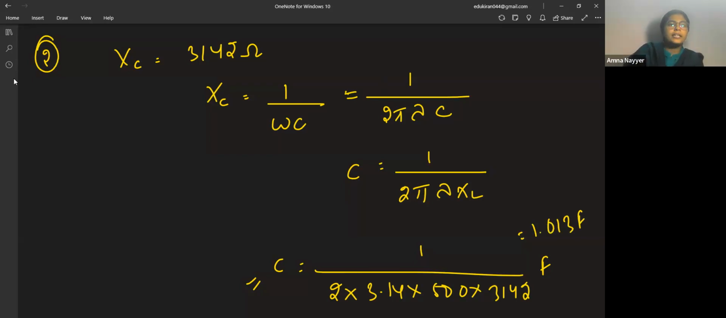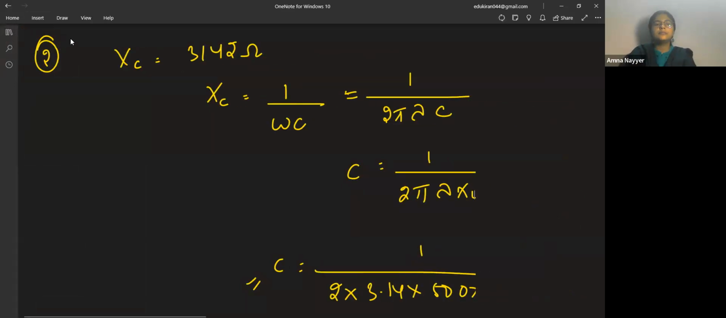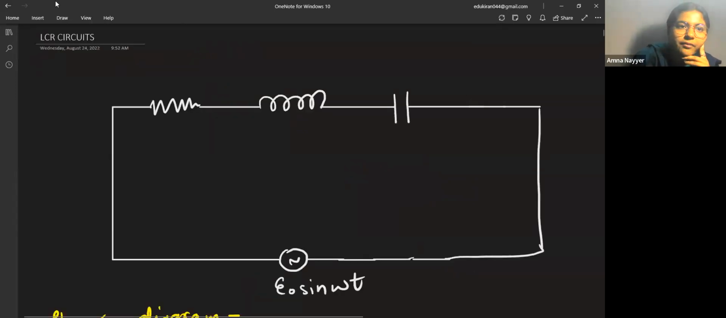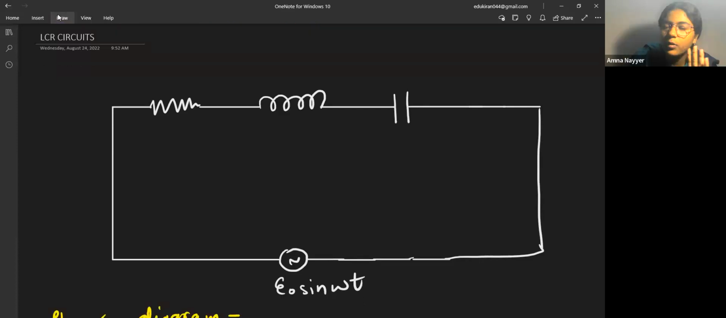Fine. Let's start with LCR. See, when we talk about LCR circuits, in the same circuit you will have a resistor, an inductor, and a capacitor also. This is the resistor, this is the inductor, this is the capacitor. Okay, resistor, inductor, and capacitor.